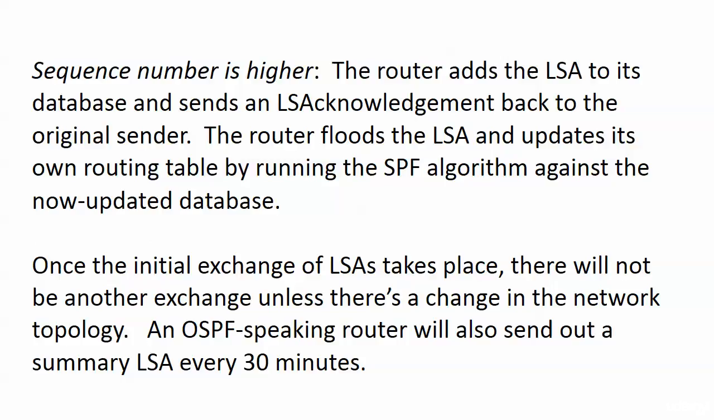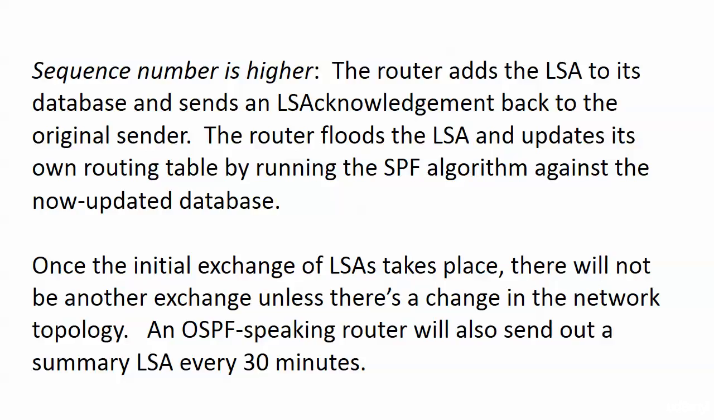Now, should the sequence number be higher, that's what the router is actually looking for before it overwrites its own information. So at that point, the router adds the LSA to its database and sends what we call an LSA ACK, LSA acknowledgement, of course, back to the original sender. The router will then flood that LSA and update its own routing table by running the SPF algorithm against the now updated database. So there's a lot going on behind the scenes with our routing table in OSPF that we simply do not see with RIP and EIGRP.